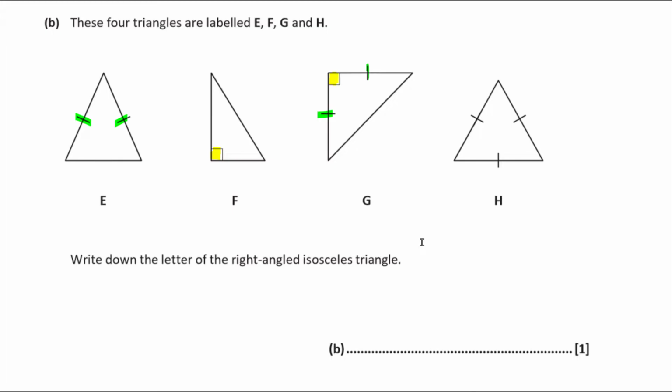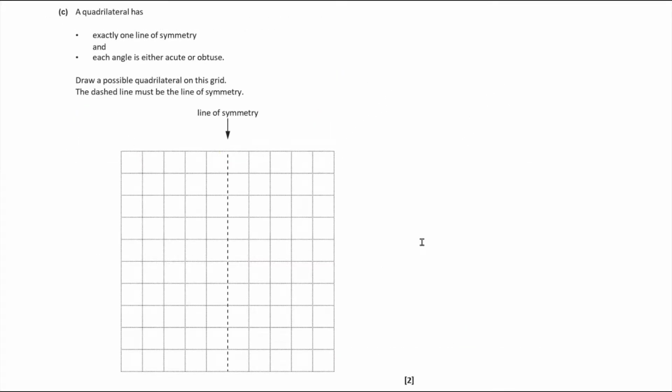It's got a right angle in it and it's got a pair of equal sides, so it's going to be G. Part C says a quadrilateral has exactly one line of symmetry and each angle is either acute or obtuse. Write down a possible quadrilateral on the grid. The dashed line must be the line of symmetry.